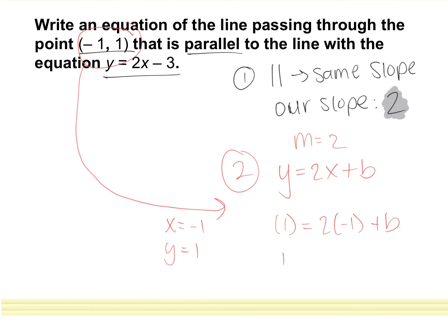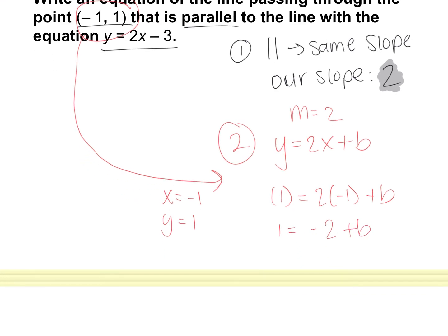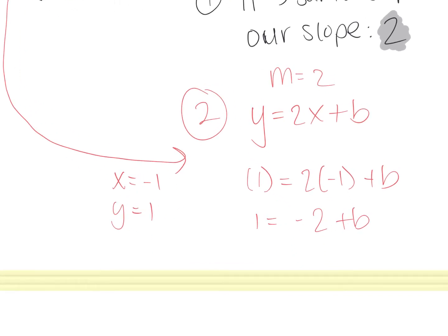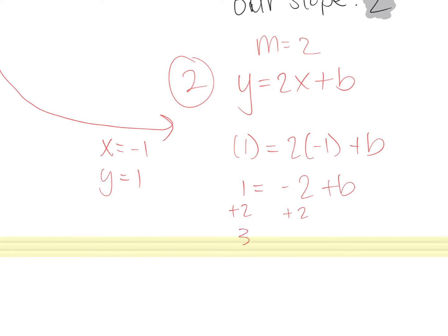So we have 1 equals 2 times -1, which gives me -2 plus b. How do I solve for b? You add 2 to both sides. What's 1 plus 2? 3. So 3 equals b.